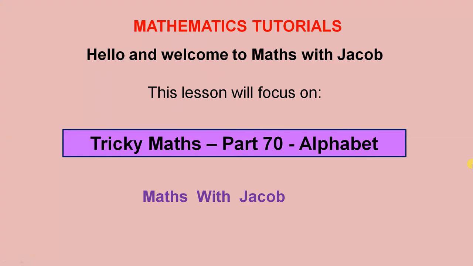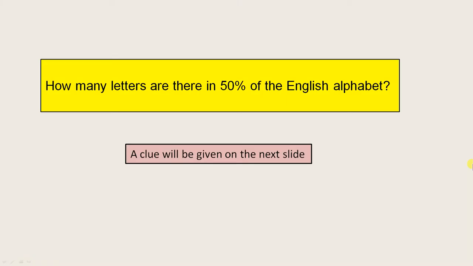This lesson will focus on Tricky Maths Part 70, Alphabet. So this is one of those puzzles again which encourages you to think laterally. This is a really interesting one, so I'll warn you.